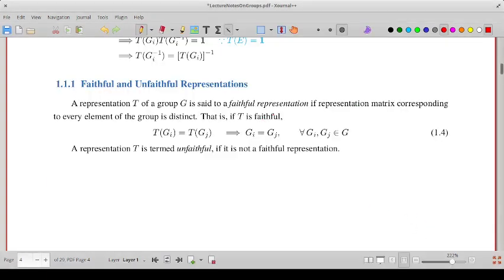Faithful and unfaithful representations. A representation T of a group G is said to be a faithful representation if the distinct elements of the group are represented by distinct matrices. So that means if T is faithful and if Tgi is equal to Tgj, that would imply that Gi and Gj are the same. And if that is not true, that is, if a representation is not faithful, then it is termed an unfaithful representation.